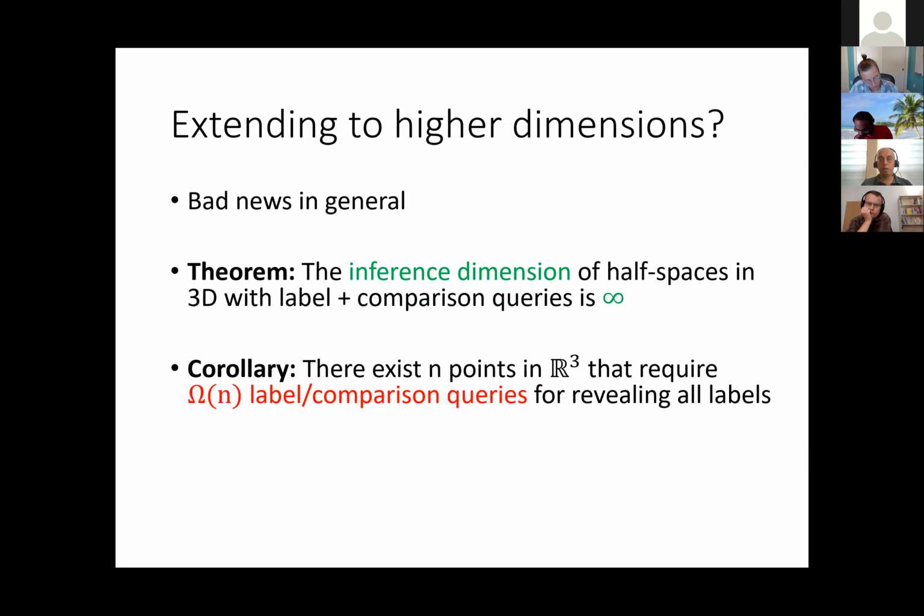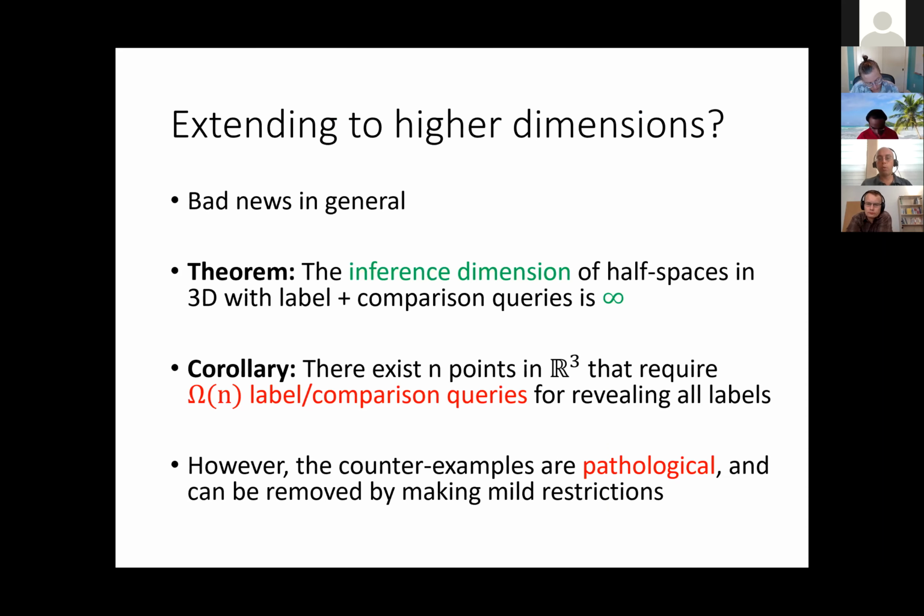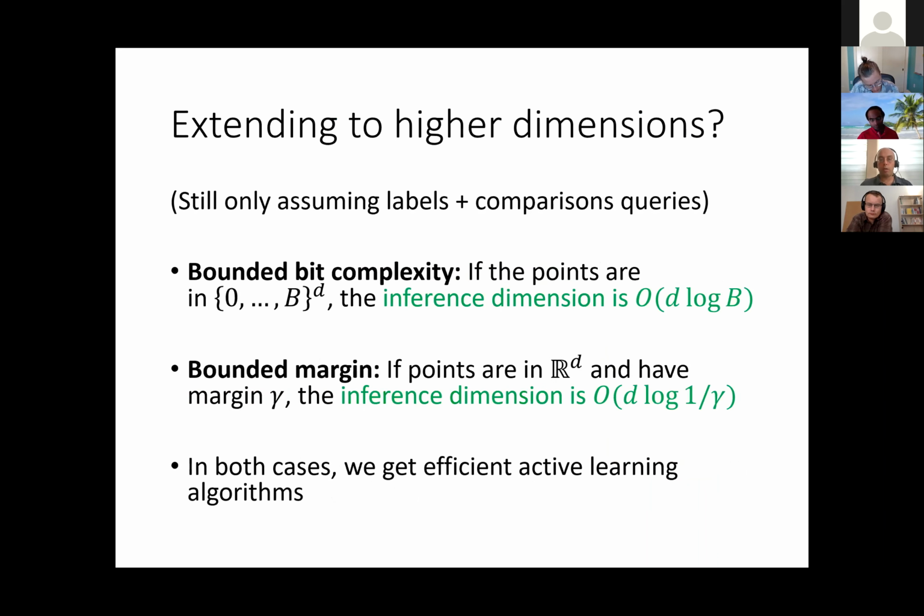Meaning that there exists some setting of points in 3 dimensions that even if I give you comparisons, you will still need something like n queries to reveal their labels. And this example looks like the bad scenario we had in 2 dimensions, lifted into 3 dimensions in some suitable way. But the nice thing here, unlike the label case, is that we can actually prove that these counterexamples are pathological. So if you make some very mild restrictions on your data points, then you can get rid of them. And we can prove this in 2 scenarios.